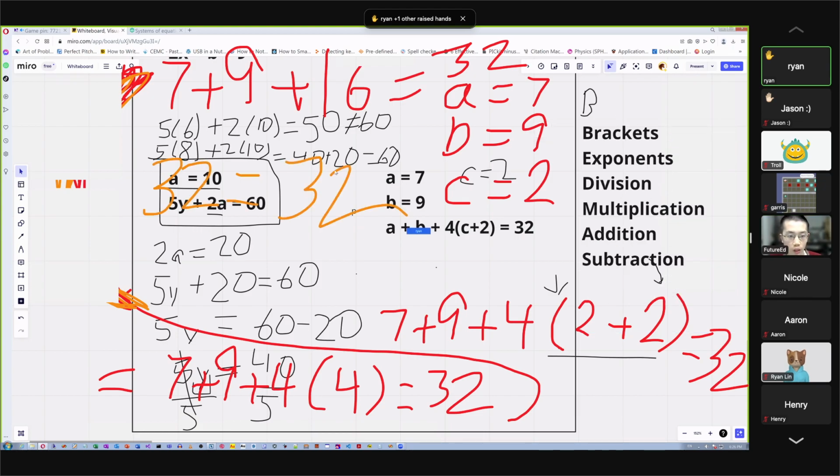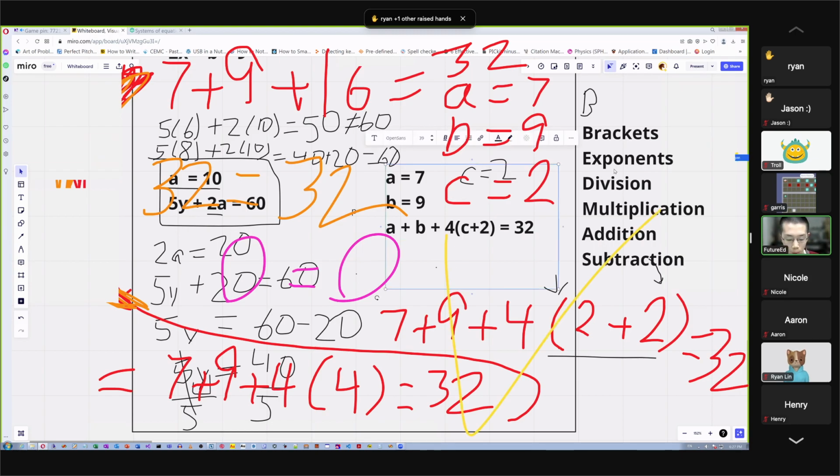32 equals 32. Exactly. So we have our final answer. 32 is indeed equal to 32. Hurrah. I think that about concludes our warm-up. We can officially start our lesson.